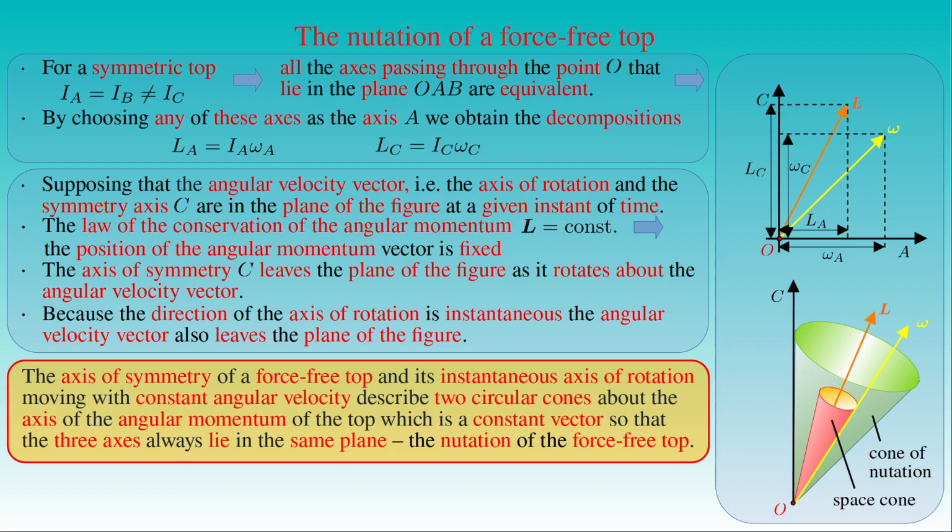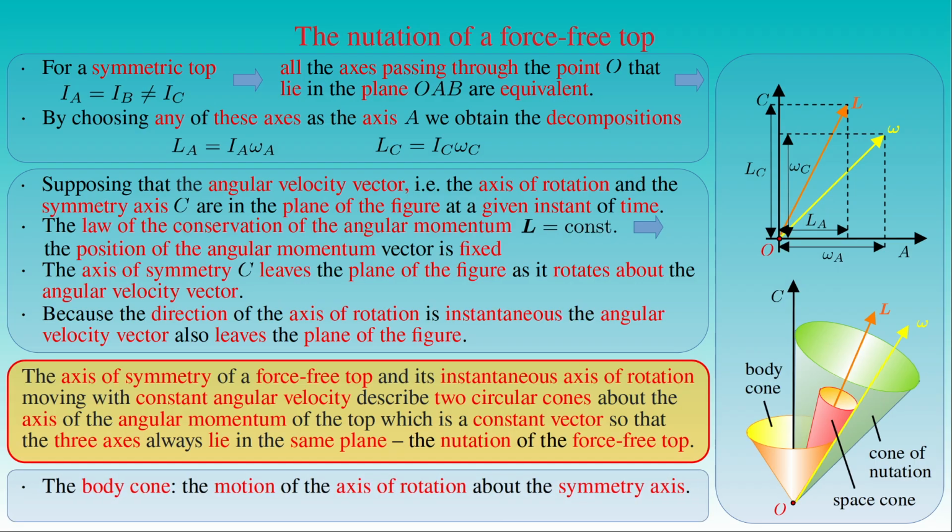In addition to the cone of nutation describing the motion of the axis of symmetry and the space cone at rest with respect to the space, we also show the body cone at rest with respect to the top, describing the motion of the axis of rotation about the axis of symmetry C of the top. The space cone and the body cone touch each other along the instantaneous axis of rotation defined by the angular velocity vector omega, and we can interpret the motion of the top as the body cone rolling on the space cone. In reality, due to friction at the point O of support, the angular velocity of the nutation and the angles that the axis of symmetry C and the axis of rotation make with the axis of the angular momentum slowly decrease.